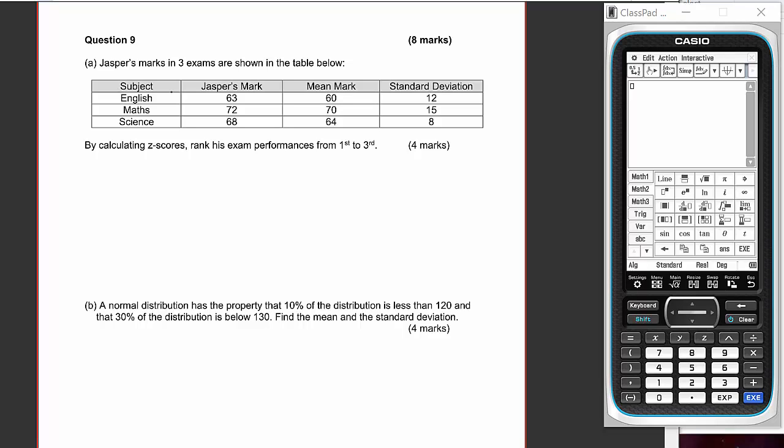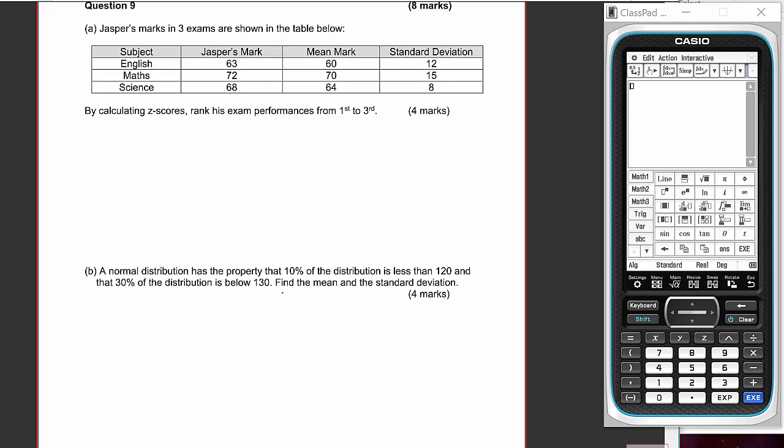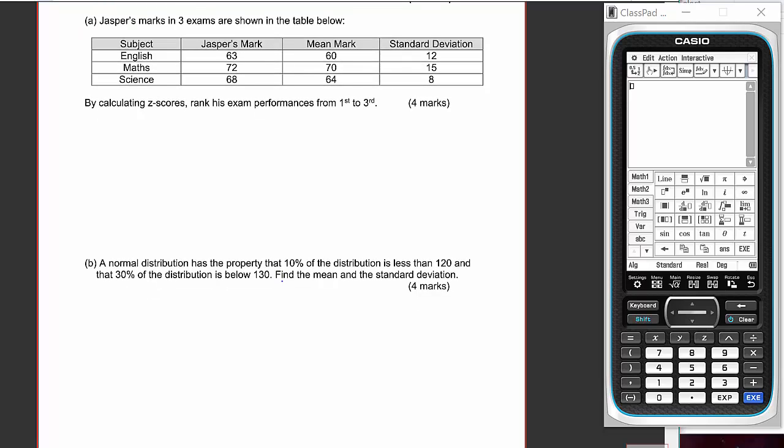Jasper's marks in 3 exams are shown in the table below. By calculating Z-scores, rank his exam performances from first to third. So if we start with English, that's 63 take away 60 divided by 12 gives us 0.25.